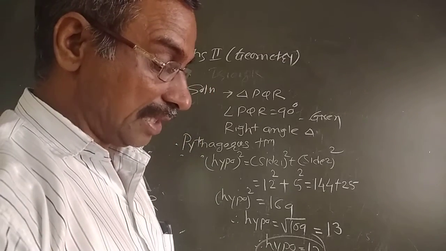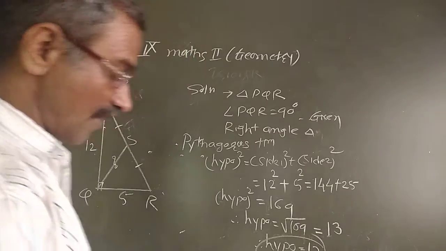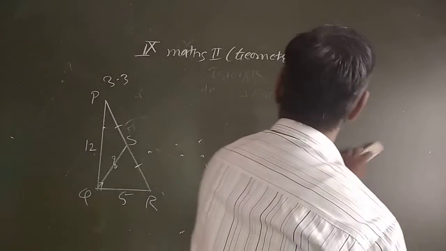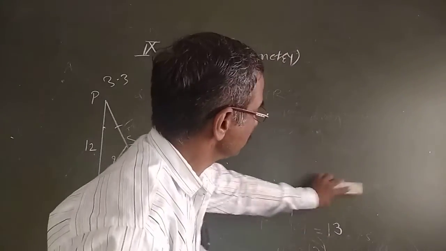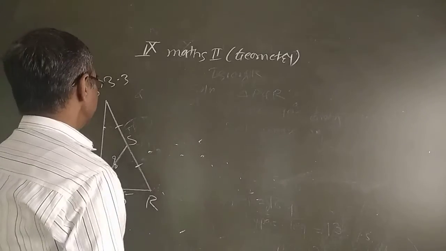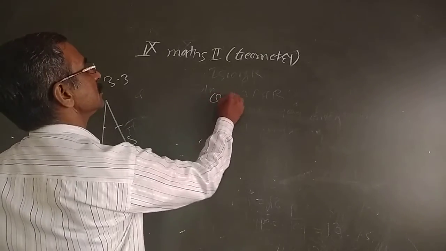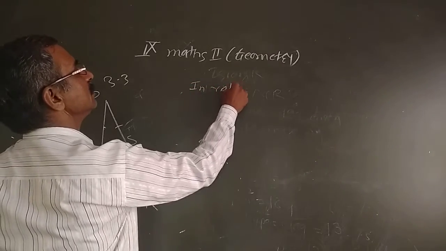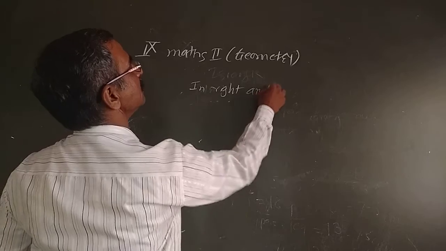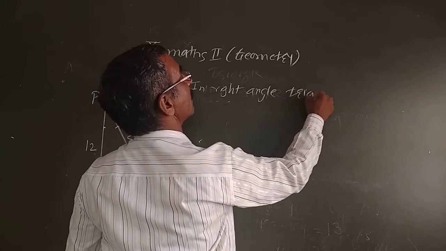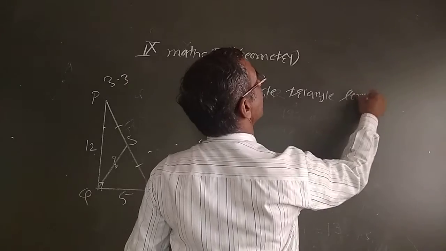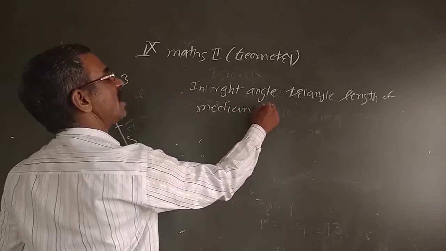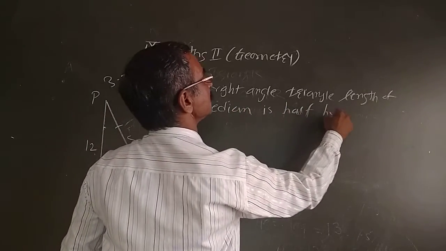Hypotenuse is 13. Then again we use the previous theorem that we studied. The length of the median, which means QS in a right angle triangle, is half of the hypotenuse.